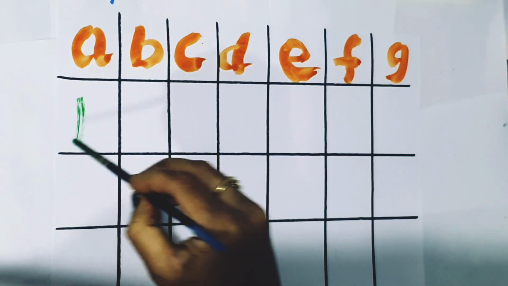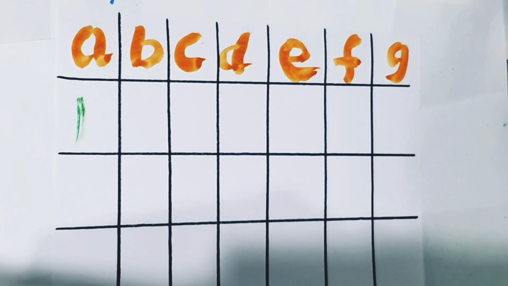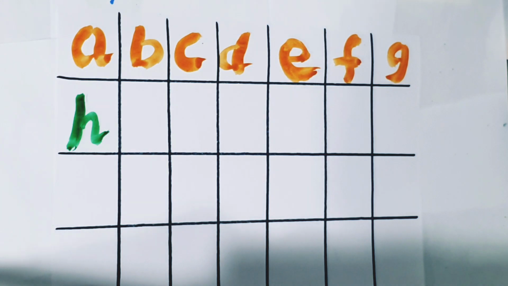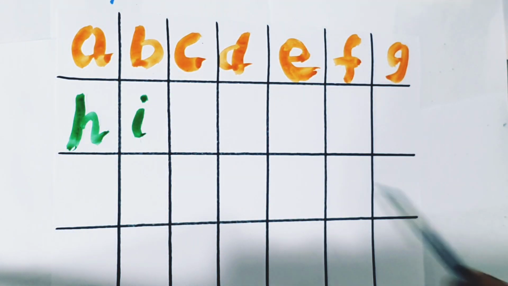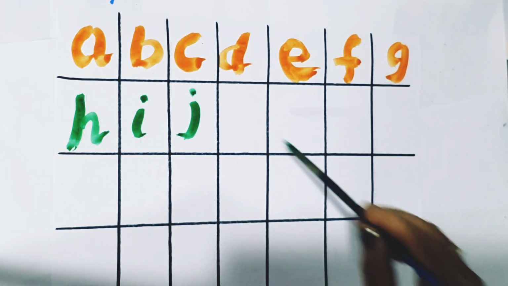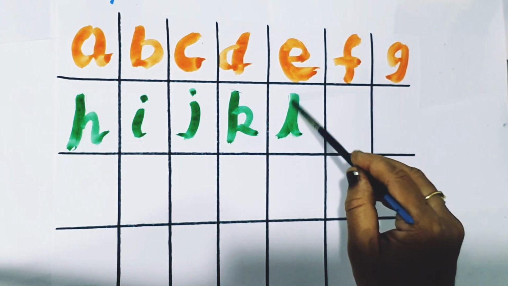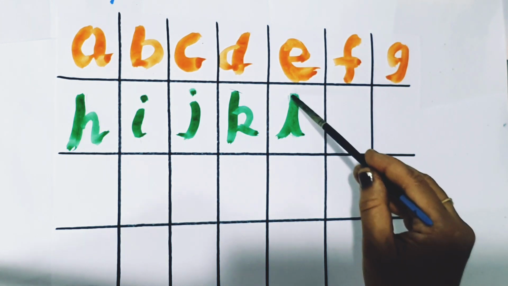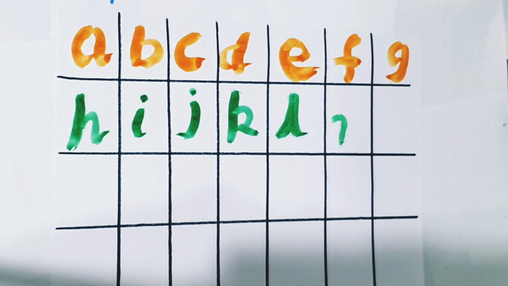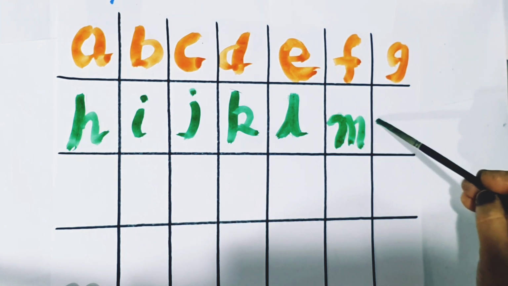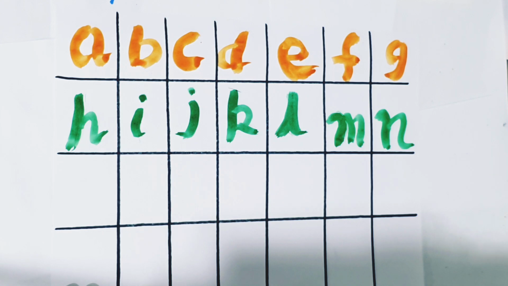Green color: H for hand, I for ice cream, J for joker, K for kite, L for lion, M for monkey, and N for nest.